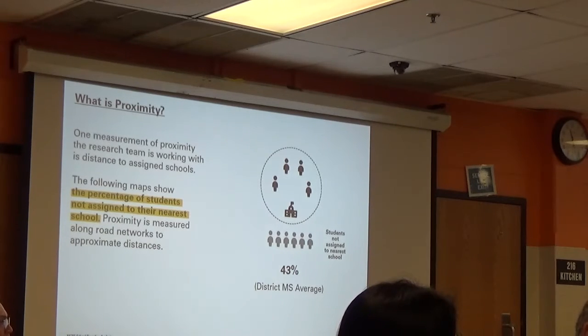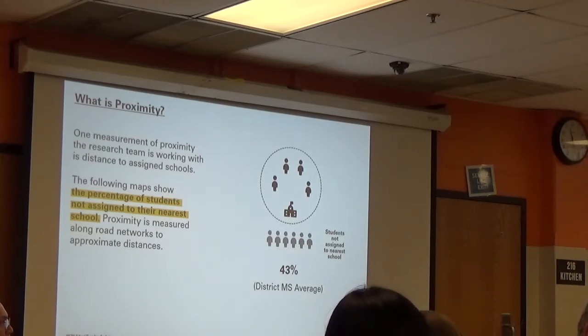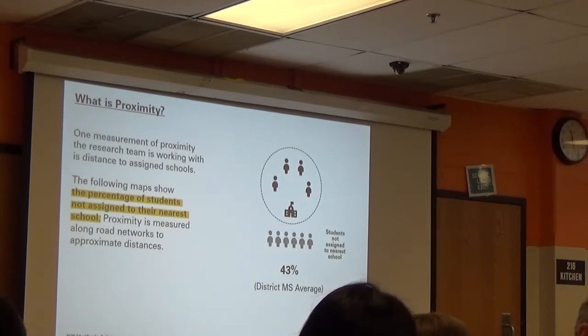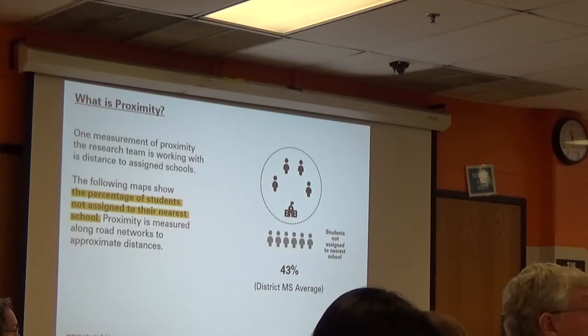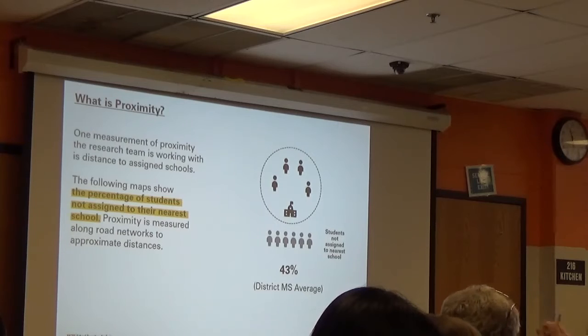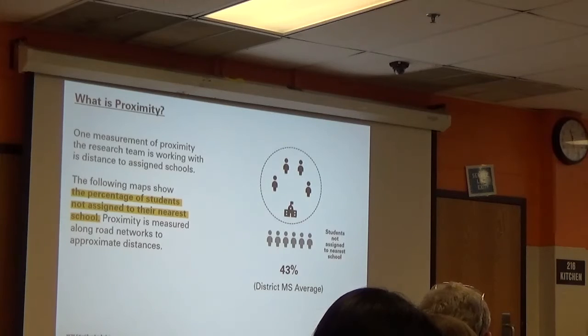So there will be many ways in which proximity can be understood. And in our initial work that you'll see here today, what we've done is we've looked at the percentage of students not assigned to their nearest school. And in this case, we've measured along road networks based on approximate distances. It is not related to time. It's related to road network distance. There are other things I would add that we've removed from this data set. Students going to magnet schools or certain kinds of choice schools, so we're only looking at students at their base schools.